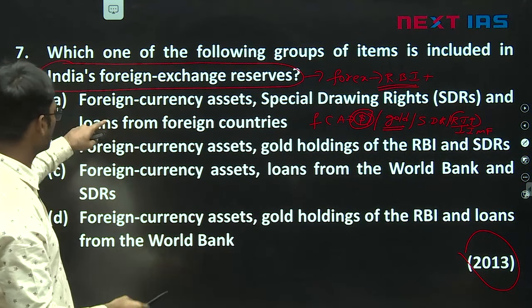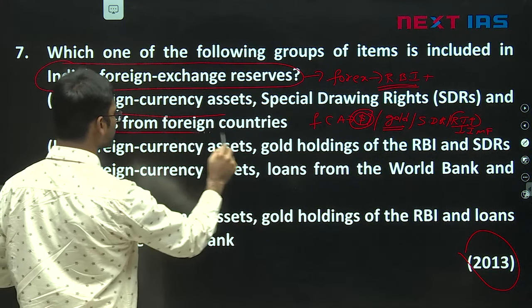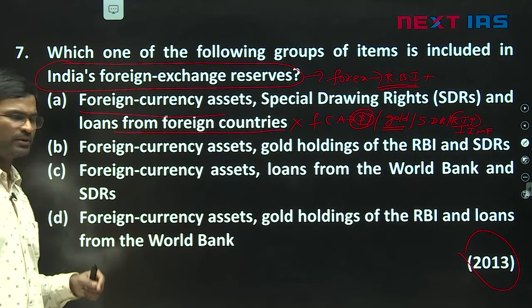So now look at options. Foreign currency assets, SDRs, loans from foreign countries: it is the wrong statement.